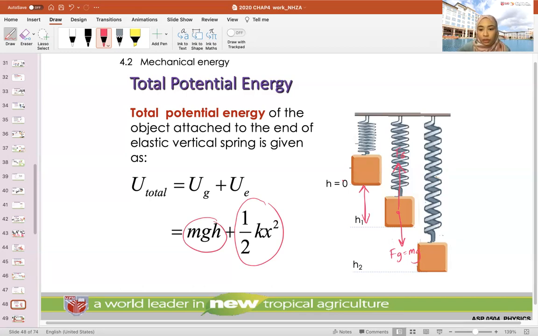So and then when you are moving from H0 to H1, you are also changing the H. So that means you are going to have UE and UG. Dan UG dan UE akan berubah. Tapi kalau dia orang berubah, macam mana kita nak conserve energy? So if they are changing, how do we conserve the energy? That is the question.